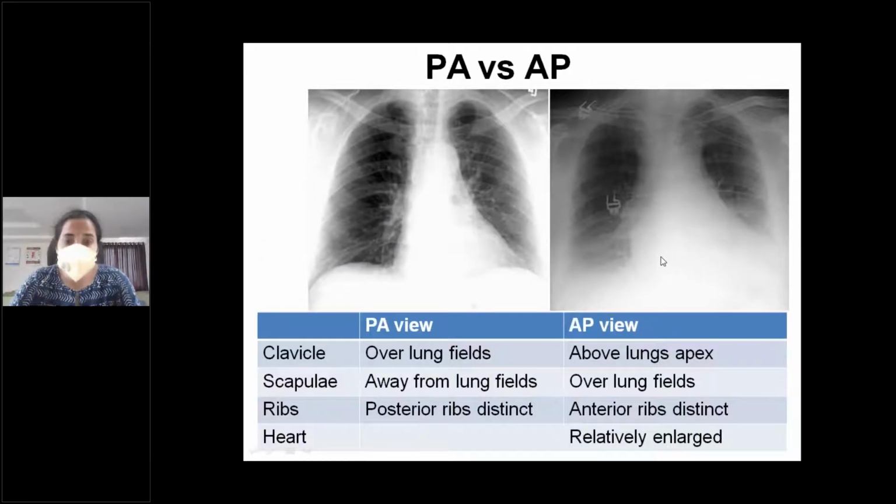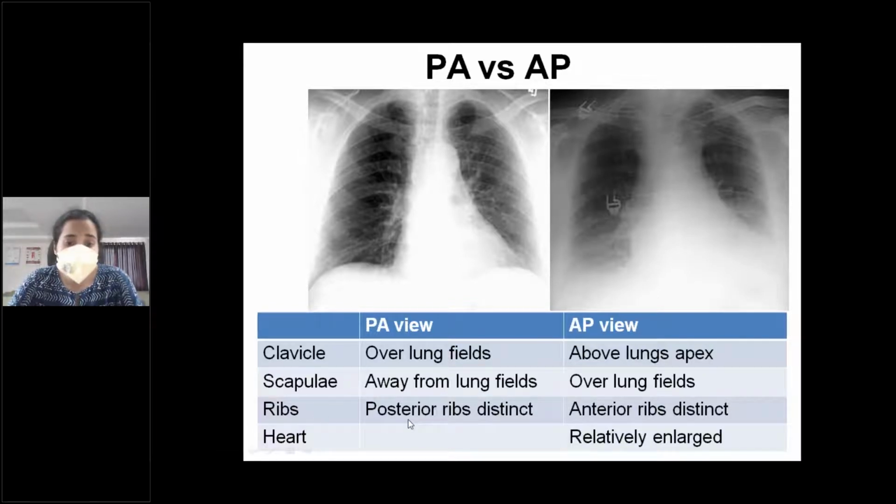Now, this is a clear view of how you can differentiate a PA view from an anteroposterior view. This is one basic thing you should know before you finish your undergraduation. In a PA view, the clavicle is over the lung fields, whereas in an AP view, it is above the lung apex. Next, the scapulae are away from the lung fields in a PA view, and as I already mentioned, in an AP view, they are over the lung fields.